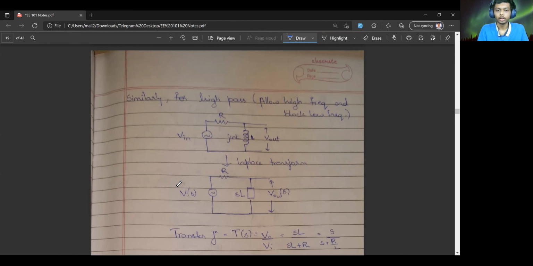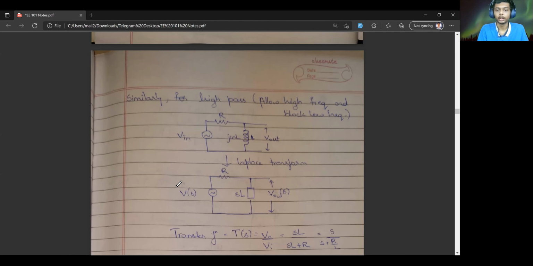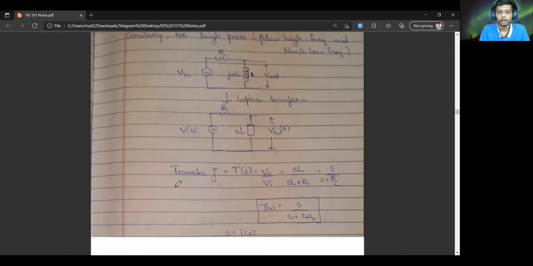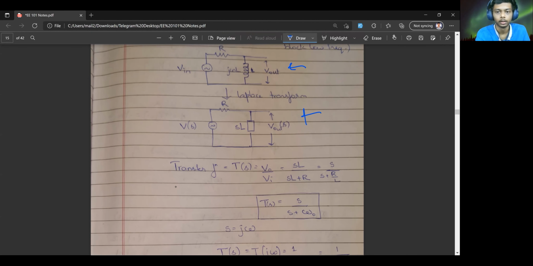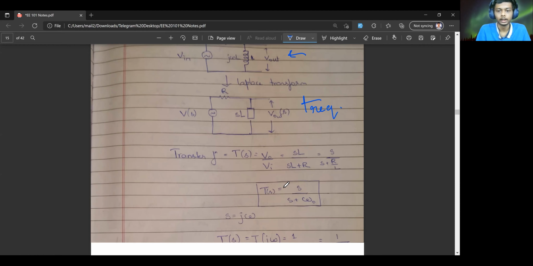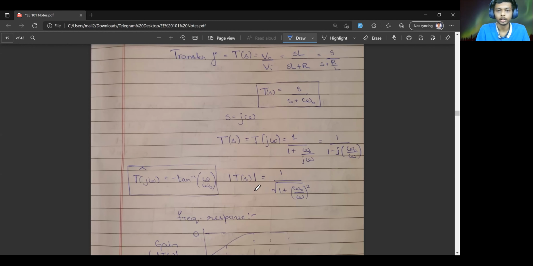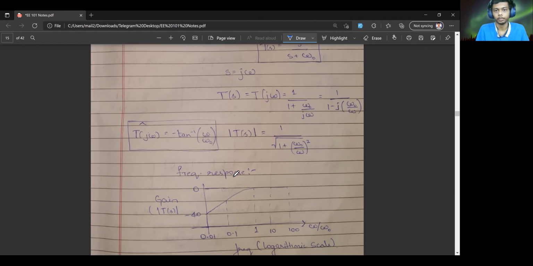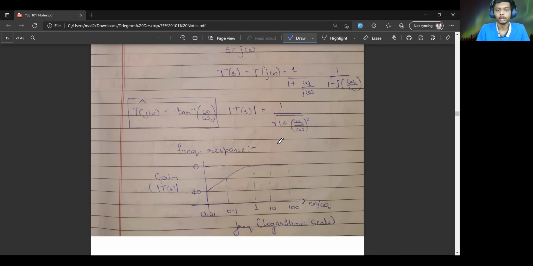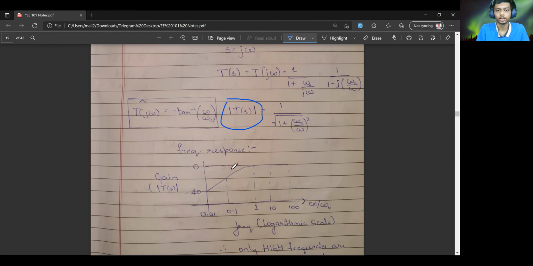Now, similarly, we have something called a high pass filter, which can be constructed using inductors. When you use inductors, you have to do a similar circuit analysis. You convert the original time domain circuit into the frequency domain, and then you replace s by j omega, and you get the transfer function. Then you can plot the frequency response of the circuit by taking 20 log of the magnitude of the transfer function.